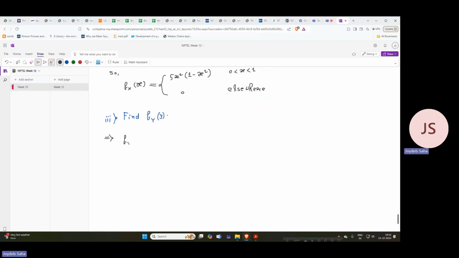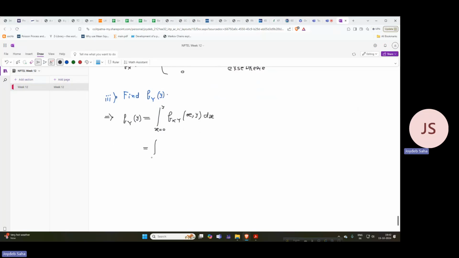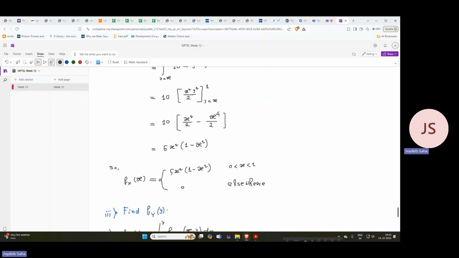Okay, so f of y will be, it is the marginal density of y, right? So integration with respect to x, and what will be the limit? The limit will be x is equal to 0 to y. Simple. Now this is nothing but simple integration. x is equal to 0 to y, 10 x square y dx.